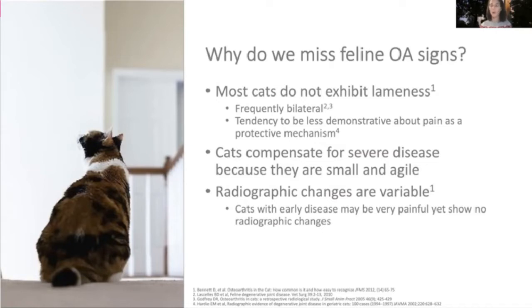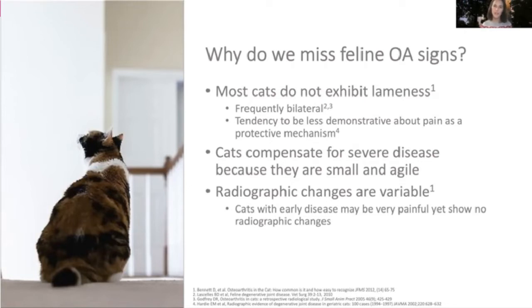So one is that most cats don't exhibit lameness as a classical sign. You will certainly see it. I'll show you some videos where we see it. But often they develop bilateral disease. And so what we see is a slowing down or a stopping of doing activities. And that'll sometimes get chalked up to cats just being old and it not really being appreciated that those changes could be due to a painful disease.